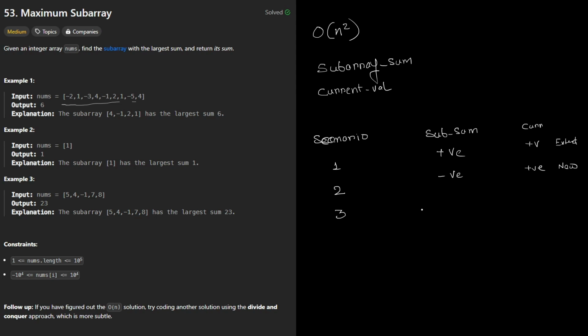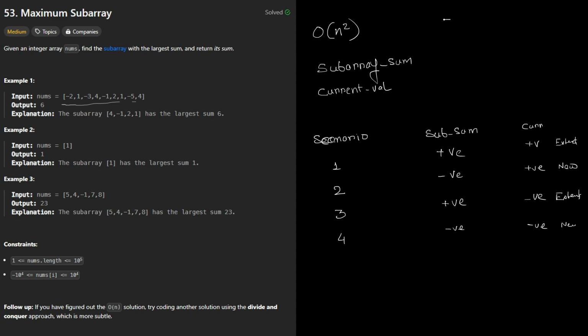The third one could be, if the current subarray sum is positive but the current value is negative, then also let us extend it, because if we extend it, it will not reduce the current subarray sum. And the fourth scenario would be, if both of them are negative, then there is no point, we can create a new one. So let me just explain how it is working.